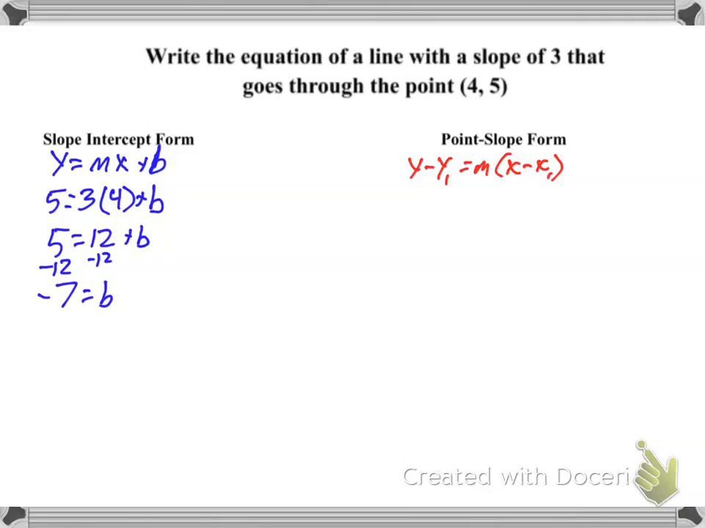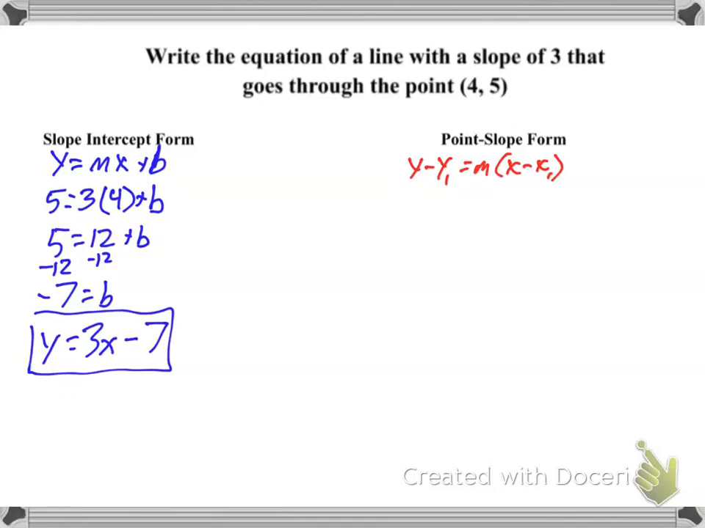Now I can write my equation. So y equals m, from my problem there, 3, my slope, x plus b. Well, plus a negative 7, so that's just going to turn into minus 7. And there is my equation.